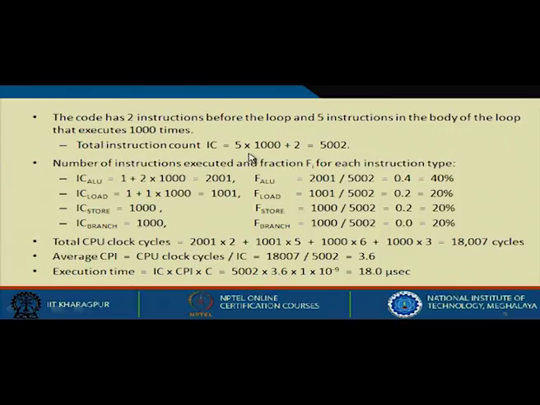So, what will be the total instruction count? There are 5 instructions and each instruction executes 1000 times. So, 5000, and 2 instructions outside the loop, plus 2, it will become 5002. Number of instructions executed and fraction Fi for each instruction type. So, let us calculate this. Let us first calculate the total number of instructions.